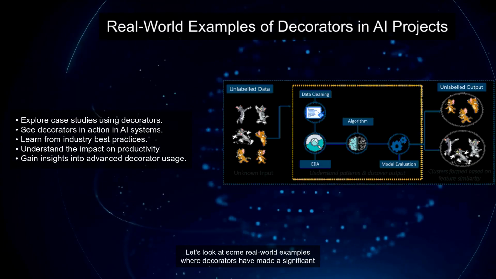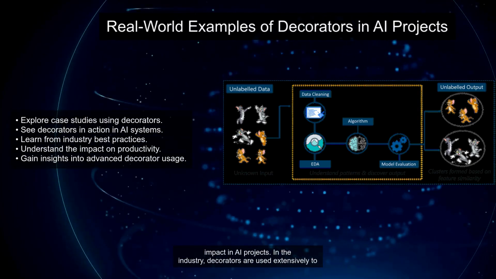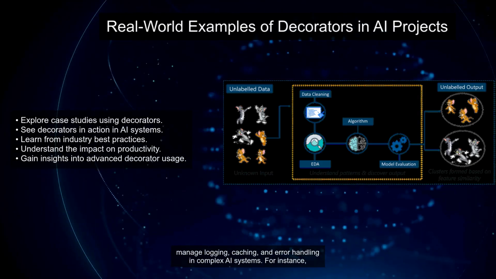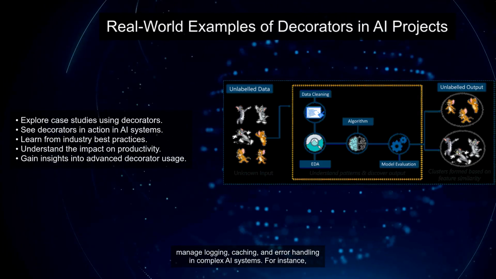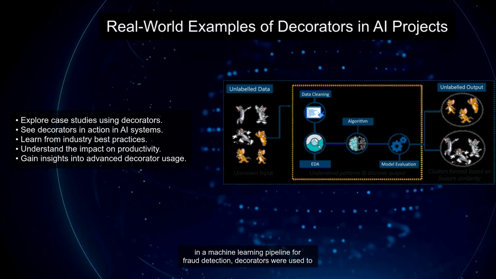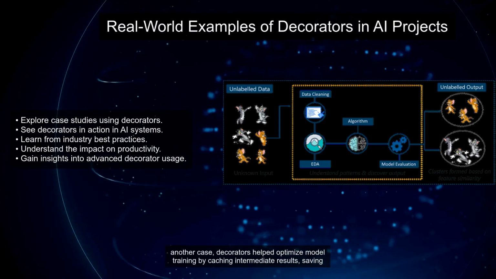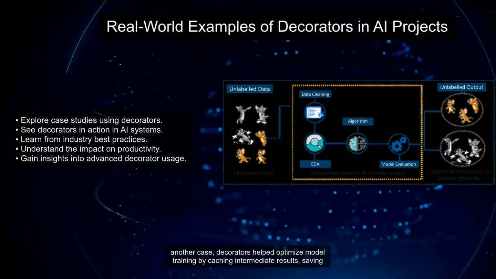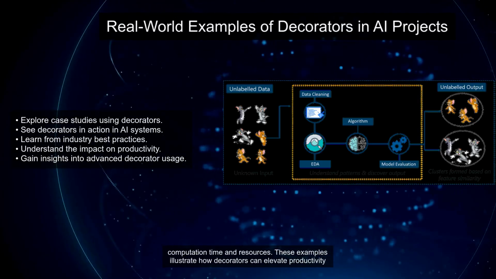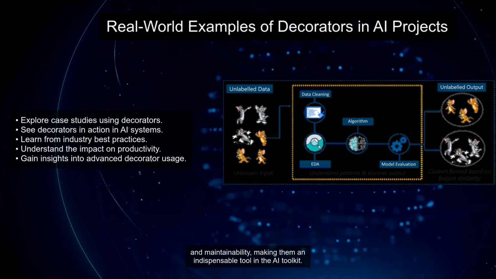Let's look at some real-world examples where decorators have made a significant impact in AI projects. In the industry, decorators are used extensively to manage logging, caching, and error handling in complex AI systems. For instance, in a machine learning pipeline for fraud detection, decorators were used to efficiently log transaction data and manage exceptions, enhancing the system's reliability. In another case, decorators helped optimize model training by caching intermediate results, saving computation time and resources. These examples illustrate how decorators can elevate productivity and maintainability, making them an indispensable tool in the AI toolkit.